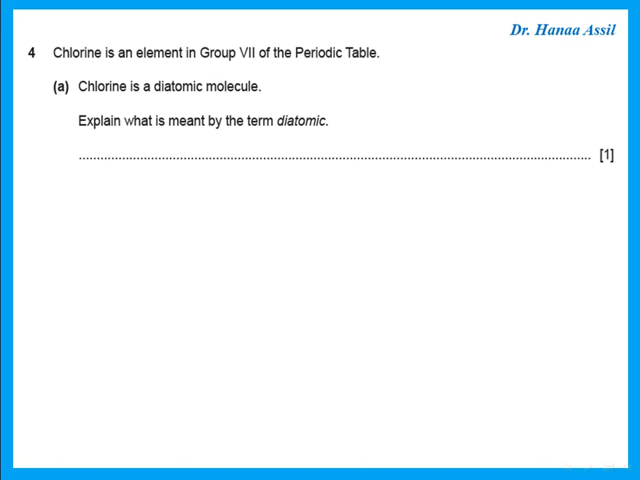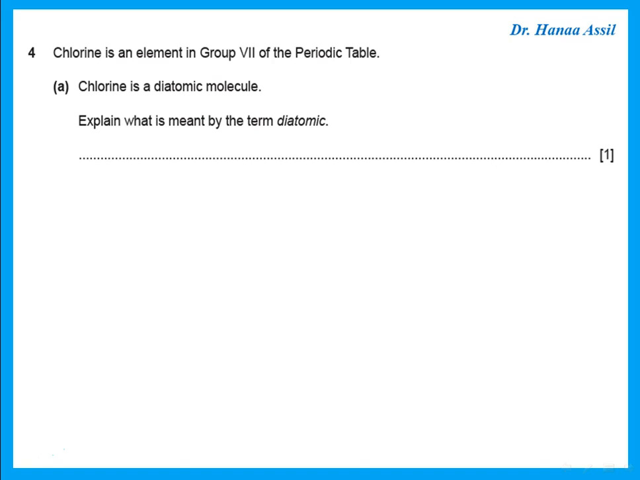Chlorine is an element in group... what is this? You should be able to read these Roman numerals. The V represents 5, and any number after it is added to the 5. So this is 5 plus 2, so this is group 7. Group 7 of the periodic table.